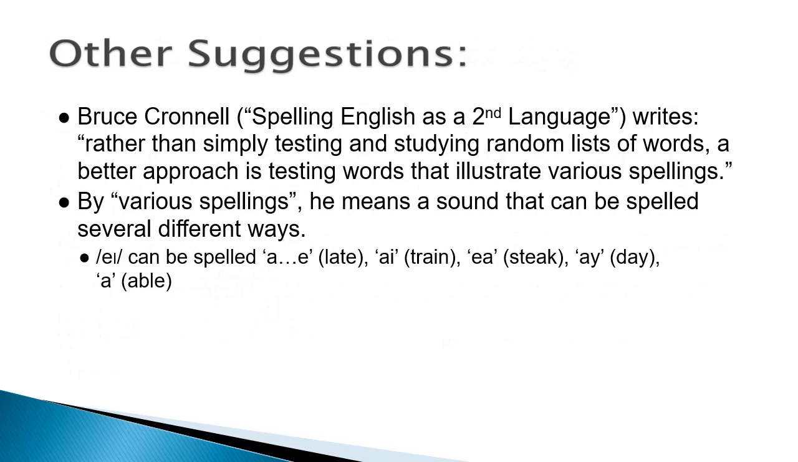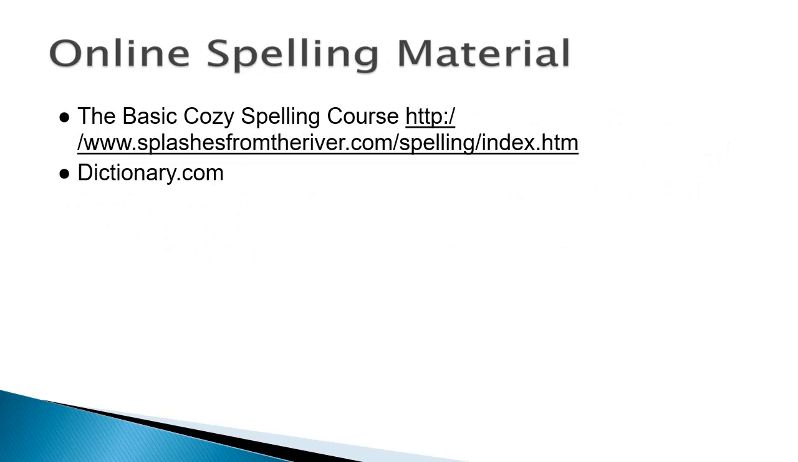Other suggestions. Bruce Cronnell writes, rather than simply testing and studying random lists of words, a better approach is testing words that illustrate various spellings. By various spellings, he means a sound that can be spelled several different ways. For example, the A sound can be spelled in all these ways, as you can see, like in late, train, steak, day, and able. You can also find online spelling materials like the Basic Cozy Spelling Course. You can go online and find that, or make sure students have access to a dictionary online.